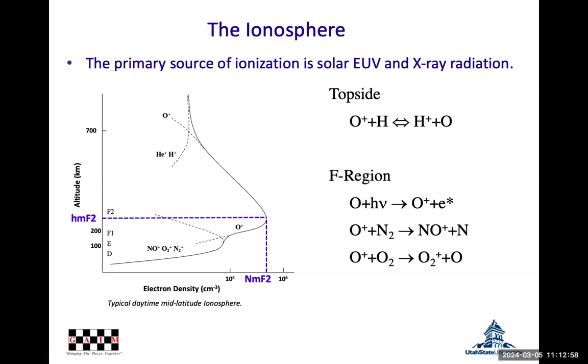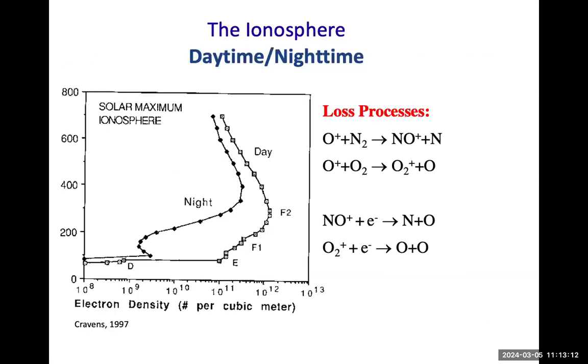Now there's of course a lot of other chemistry, a lot of other minor photoionization going on for other species, but these are the main processes. Similarly, for the loss processes, we also just have a few main processes that do most of the loss of the ionosphere.